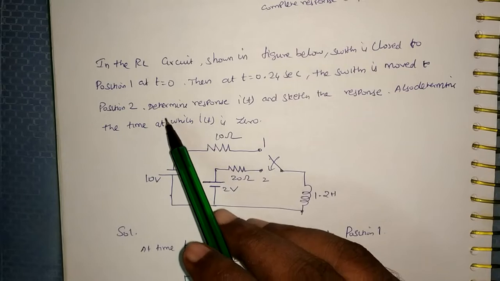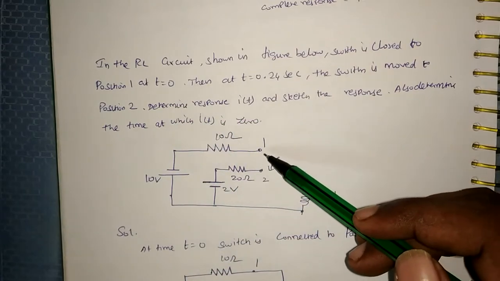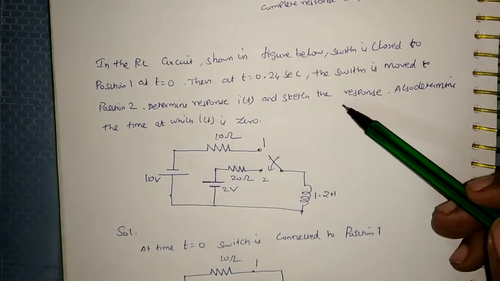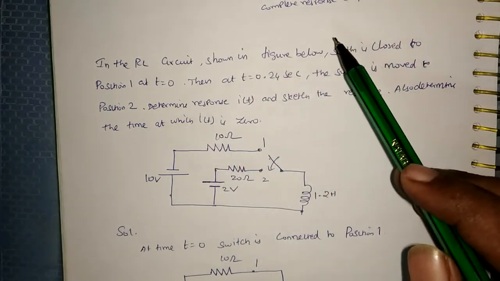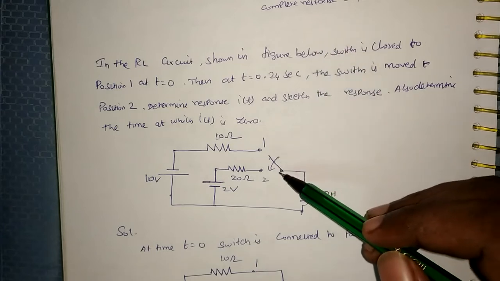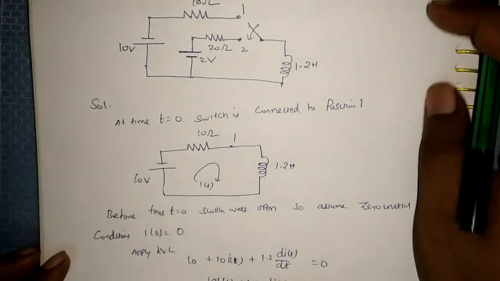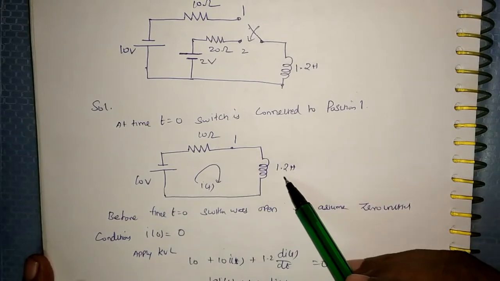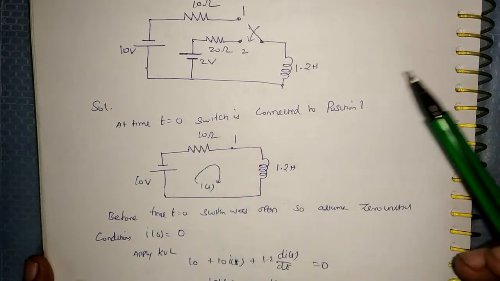Here they have given that the switch is closed at time t equal to 0 to position 1, and at t equal to 0.24 the switch is moved again. They didn't mention the steady state at any time. So initially I am going to assume that the switch is connected to position 1. How does the circuit look? At time t equal to 0, we have a 10 volt source, 10 ohms and 1.2 Henry. This was our circuit at t equal to 0.